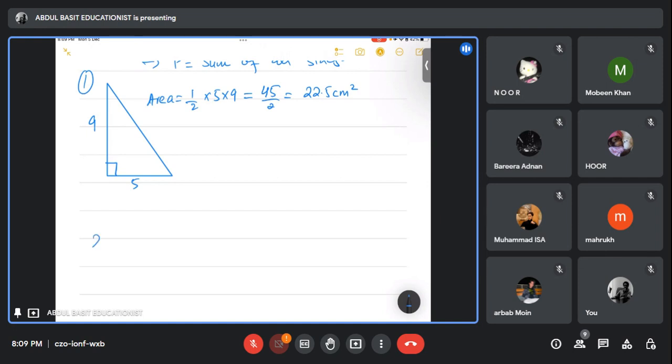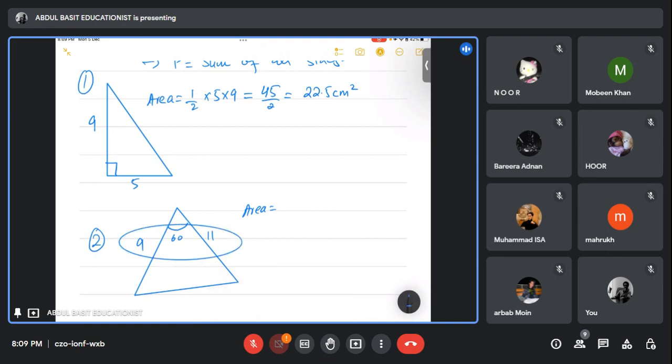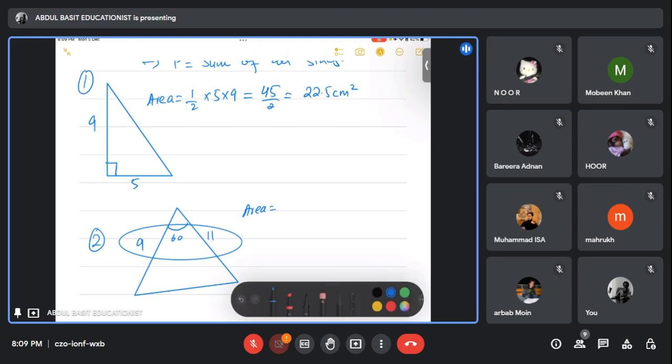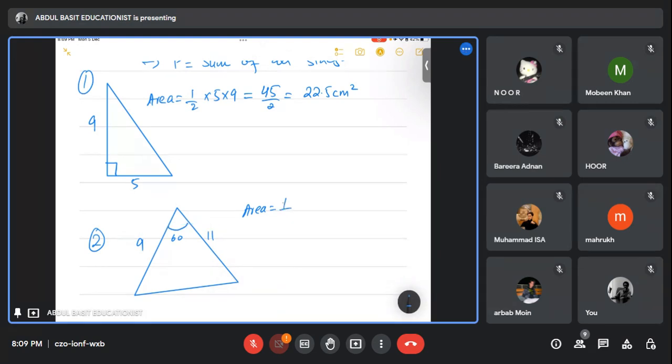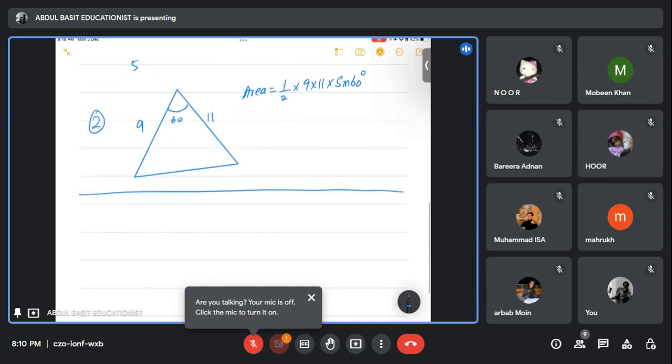And for example, question number 2 is a triangle which is not a right angle triangle. For example, that is 9 and that is 11, and this angle is 60. So the area of the triangle would be the product of two sides multiplied by the sine of the included angle. So that would be 9 times 11 multiplied by sine of 60. You can use the calculator and calculate the result. I hope this is clear, because we are already done with trigonometry just a day ago. Agree?